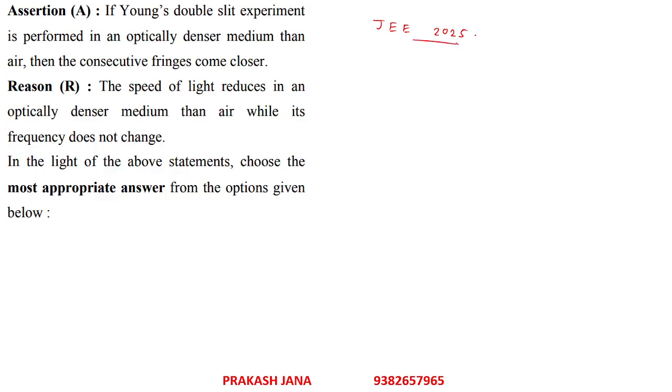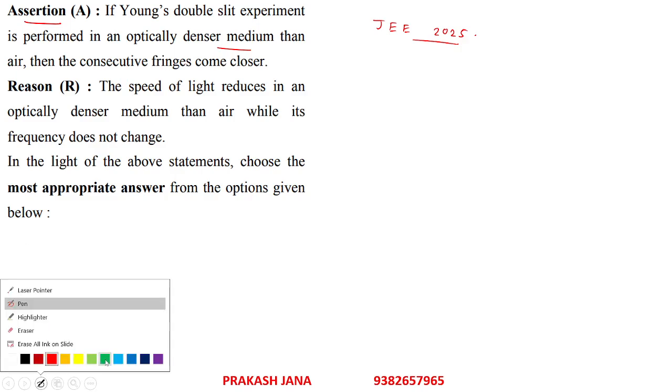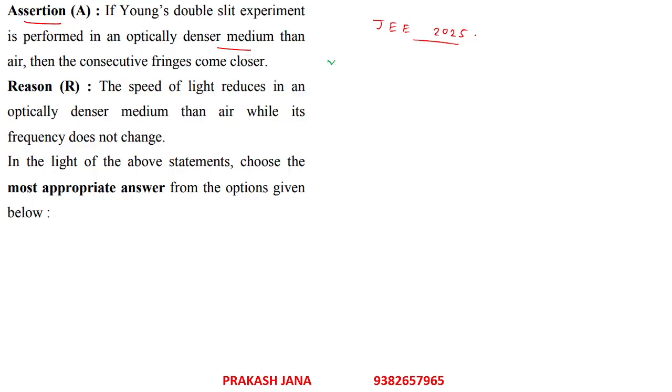It was asked in JEE 2025. The question type is assertion reason. The assertion says if Young's double slit experiment is performed in an optically denser medium than air, the consecutive fringes come closer. So first, the Young's double-slit experiment, that is YDSE, is performed in air.